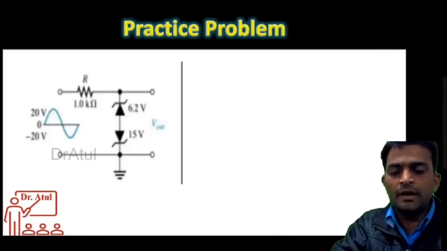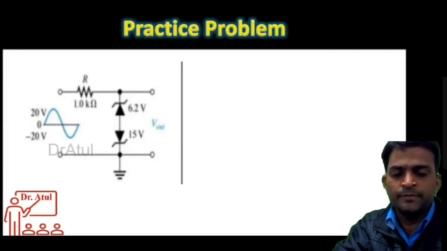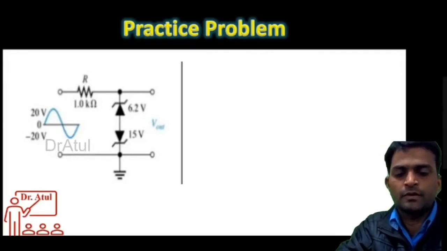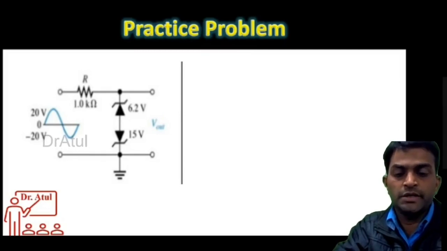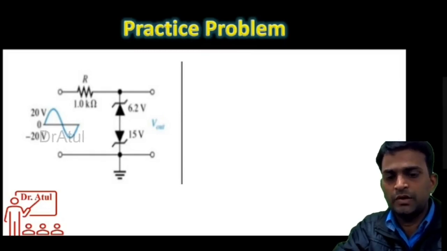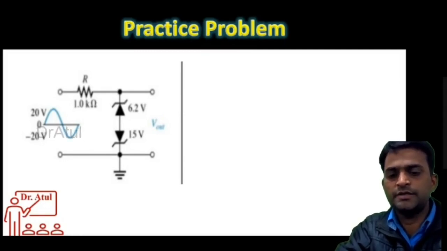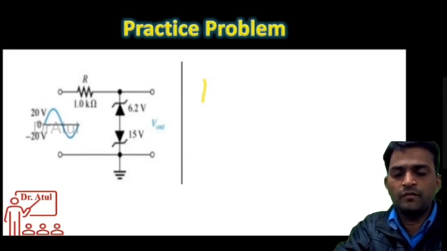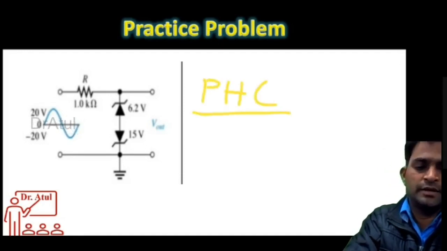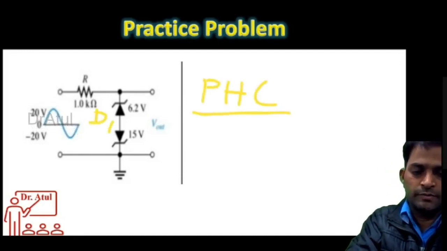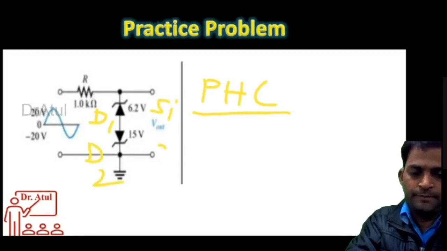Okay. Next problem is this one. These are the two voltages. So this is for your practice. You try to understand similar to the previous one. In one half cycle, suppose the positive half cycle, this is D1 and this is D2, and this is also of silicon and this is also of silicon.